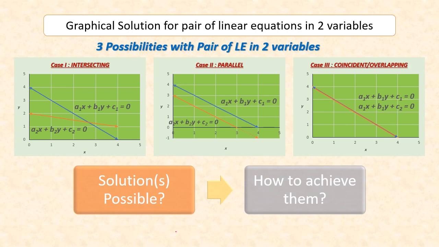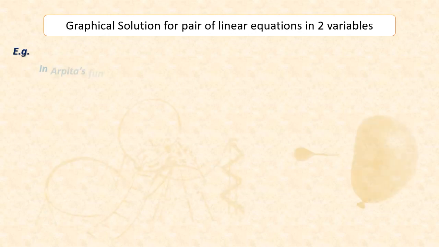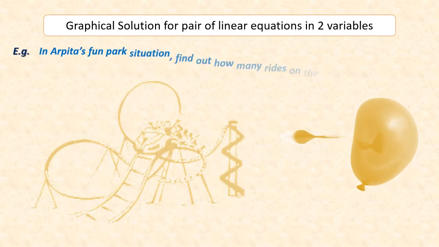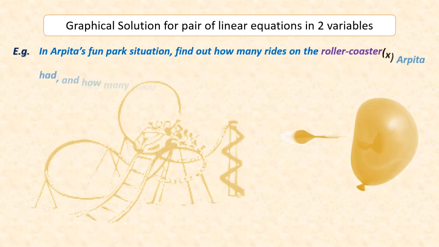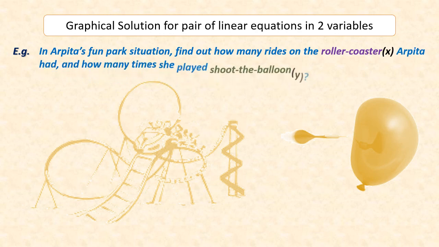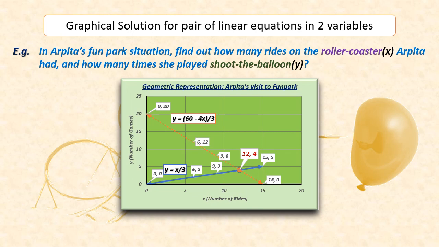Here, we will find geometrically how to approach each of these three cases. For that, let us recall our three examples that we had covered earlier. In Arpita's fun park example, find out how many rides on the roller coaster Arpita had, and how many times she played shoot the balloon. Looking at the graph, we will notice that the pair of lines representing the situation in two variables x and y intersect at point (12, 4).